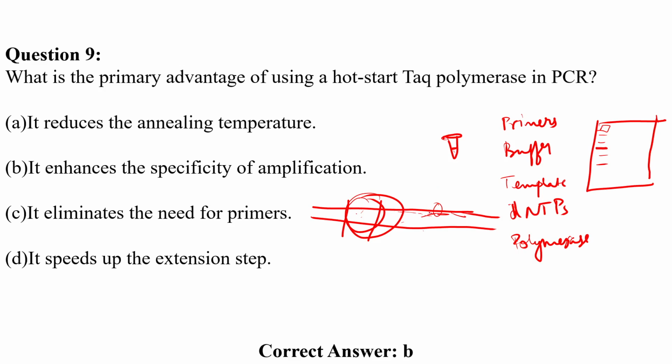So for that purpose we have to reduce the non-specificity, we have to enhance the specificity, and for enhancing the specificity we use hot start Taq polymerase, which is nothing but a Taq polymerase attached to an inhibitor, which makes the Taq polymerase inactive at room temperatures and it is only active at higher temperatures.